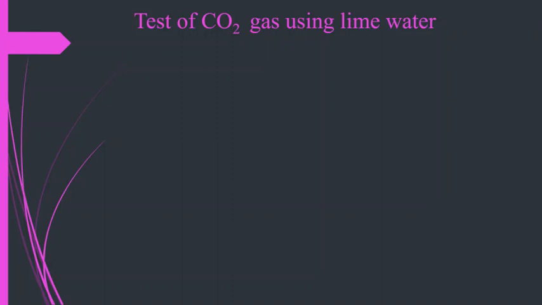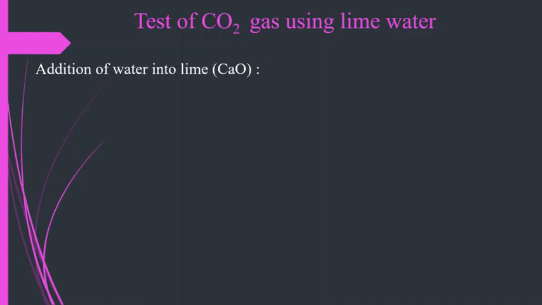This carbon dioxide gas, it is colorless, odorless gas. So how can you test this carbon dioxide gas? We can test the produced gas is carbon dioxide or not by using lime water. So at first, dear students, do you know what is lime water?